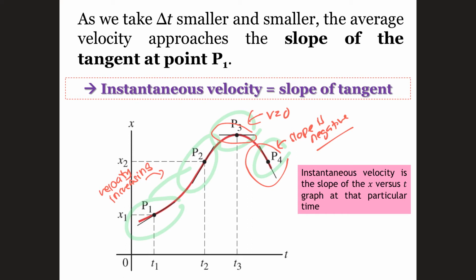Is there any part that shows constant velocity here? Definitely no. There's no part in this graph that shows constant velocity, because constant velocity means that you assume the instantaneous velocity is equal to the average velocity.